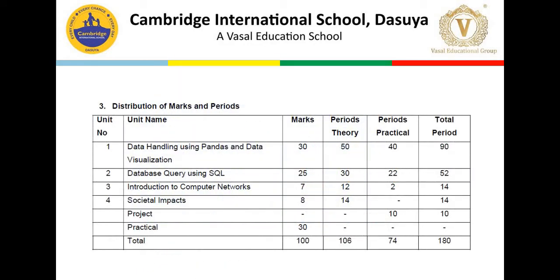So this is the composition. This is the part of Unit 1 that has the highest weightage.